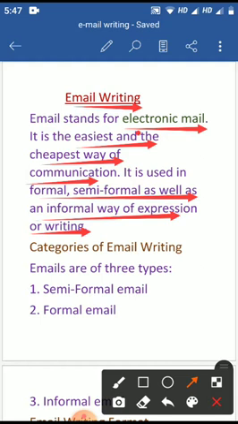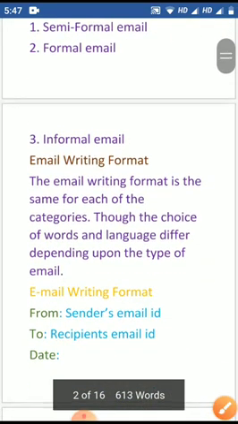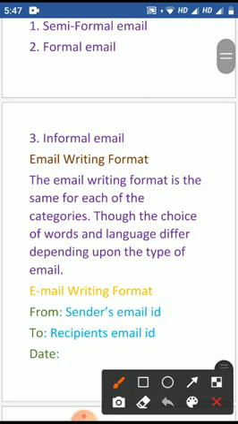Categories of email writing. Emails are of three types: semi-formal, formal, and informal email.